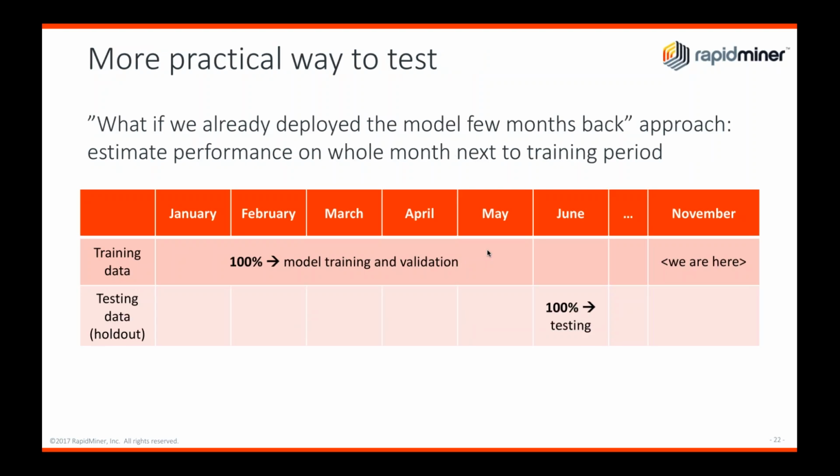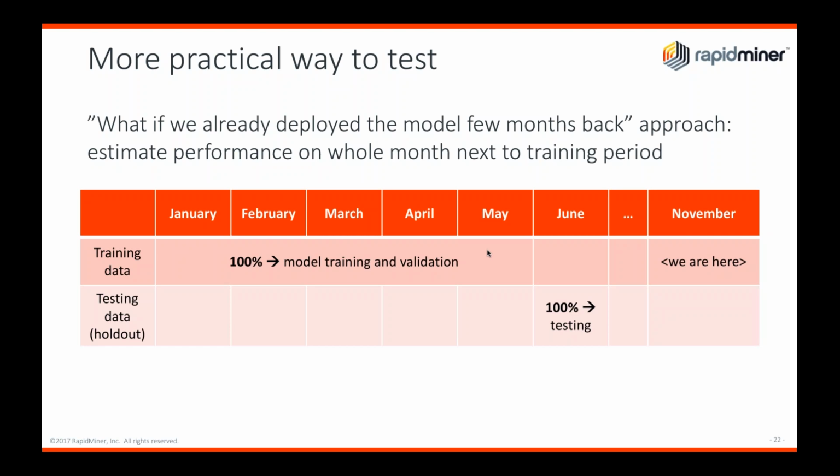There is a more practical approach to test, let's call it, what if we already deployed the model at some period of time? Basically, this method would show you results which are closer to a real-life situation. In this method, we are taking the same half-year time period, but we actually take 100% of 5 months of data, which is still used for model training, tuning, and validation.